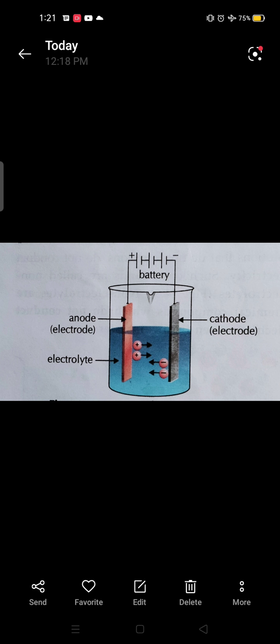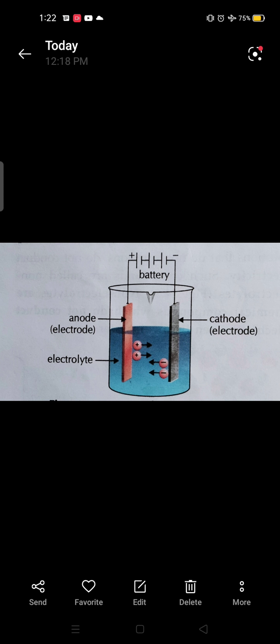So electrodes are the metal rods, or plates also, through which current enters or leaves the electrolyte. They are of two types, that is cathode and anode. See this picture, cathode and anode are given. Cathode is an electrode which is connected to the negative terminal. See, this cathode is connected with the negative terminal.